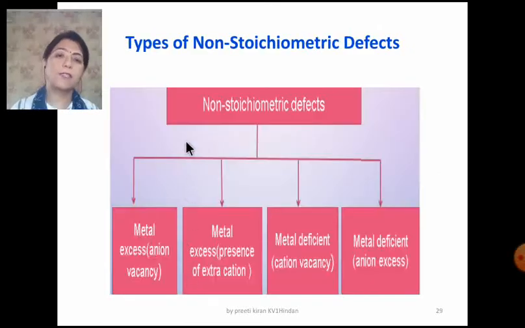Now let's classify. The non-stoichiometric defects are classified into types: the metal excess. Now why is there metal excess? Due to the presence of the anion vacancy, or the metal excess may be due to the presence of the extra cations. And then the metal deficiency: the metal deficiency due to cation vacancy, or the metal deficiency due to anion excess. Now let me take up each one by one.